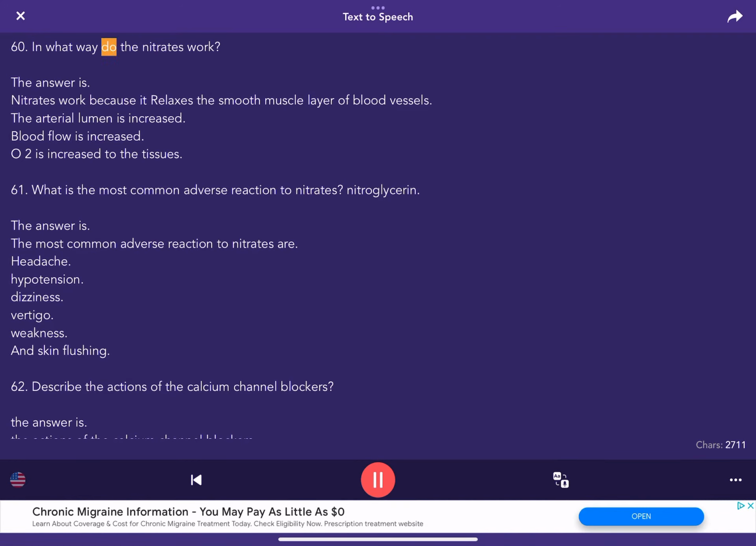60. In what way do the nitrates work? The answer is, nitrates work because it relaxes the smooth muscle layer of blood vessels. The arterial lumen is increased. Blood flow is increased. O2 is increased to the tissues.